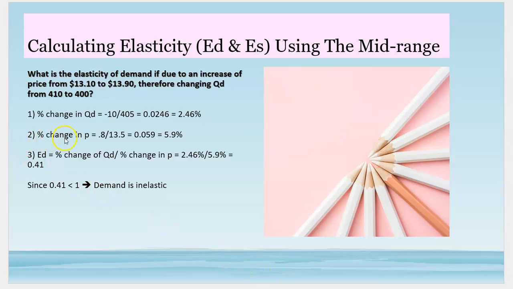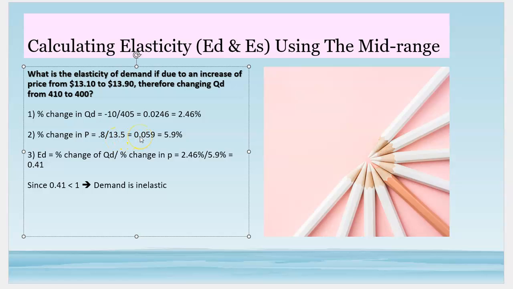Okay, so the percentage change in price. What happened to the price? The price rose from $13.10 to $13.90. That's an 80 cents difference. This is where that 0.8 is coming from. And what's the halfway point between $13.90 and $13.10? It is 13.5, meaning if you add up 13.10 plus 13.90 and divide by 2, you're going to get 13.5.